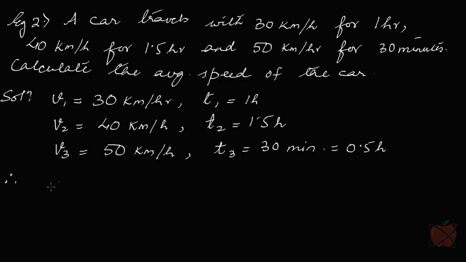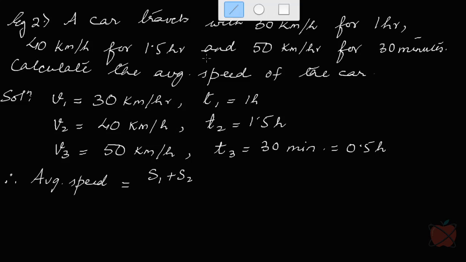So therefore the average speed will be what? Total distance. Total distance means s1 plus s2. You know the distance is denoted by s, is it not? By total time, t1 plus t2. Yes, I think you know this formula.